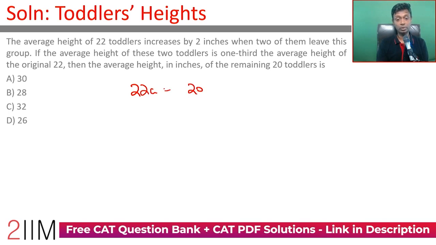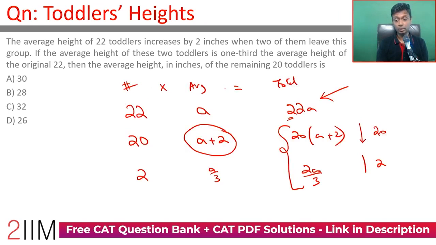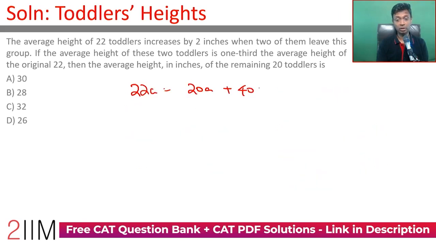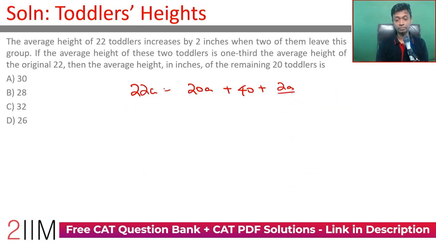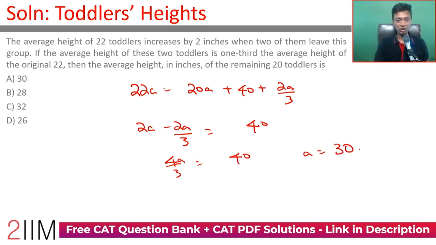22a equals 20a plus 40 plus 2a by 3. So 2a minus 2a by 3 is 40. 4a by 3 is 40. A is 30. A is 30 inches. We're looking at a+2, which is 32 inches.